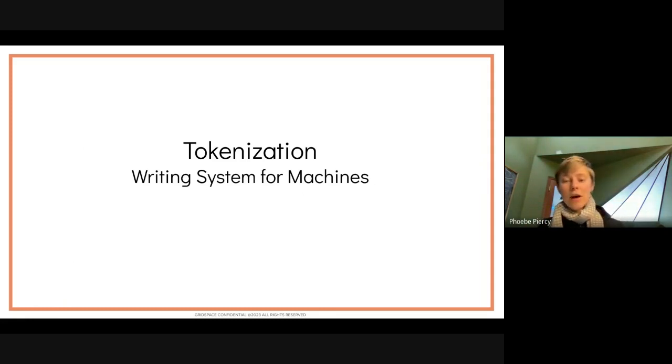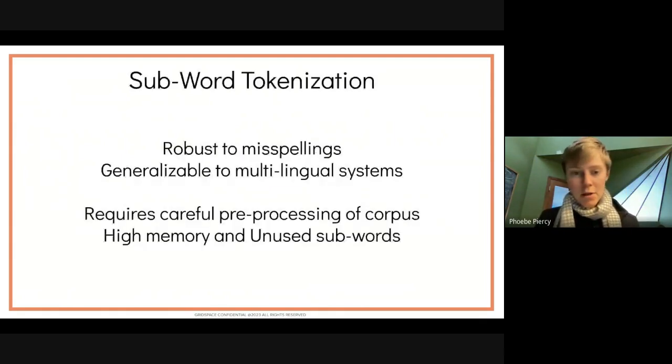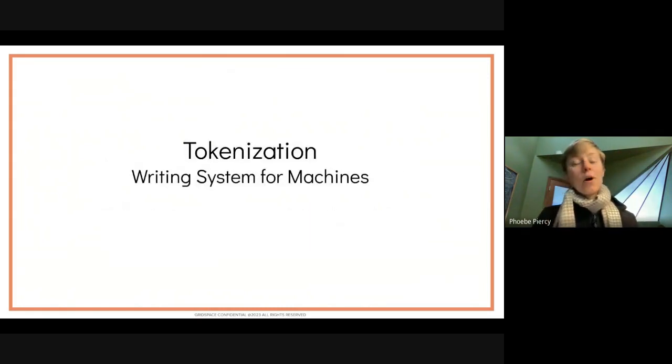Okay, so I like to think of tokenization as essentially like a writing system, like glyphs, graphemes, but for machines. So all we're doing is we're turning our sentences into a series of tokens that when we're feeding it to a model, the model is going to then be able to reason about, do calculations based off of, and understand what we mean.